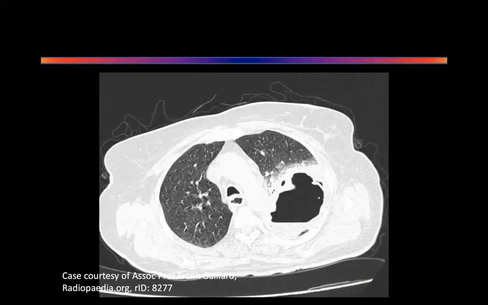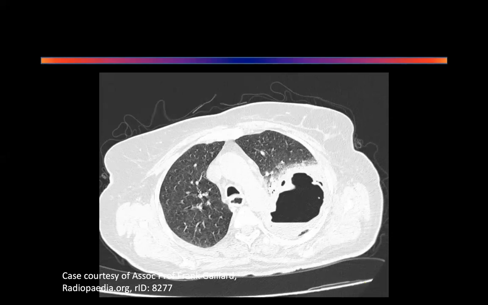Sir, this is a lung window CT scan of the chest, showing a left-sided cavitary lesion with a highly dense margin and irregular cavity, with the mediastinum shifting towards the right side, and according to the history, it is most probably a lung abscess.